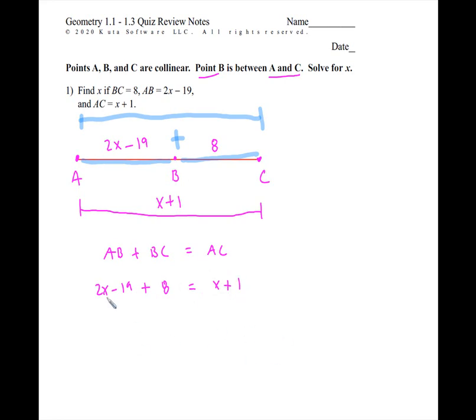Then we just do the algebra. 2x, negative 19, and 8 gives us 2x minus 11 is equal to x plus 1. Now we minus x on both sides, and add 11 to both sides. That's gone, so we end up with x is equal to 12. Now make sure you always go back to the question. They're asking us to solve for x. We found out what x is, so we're done.